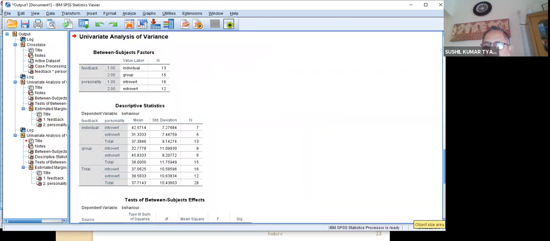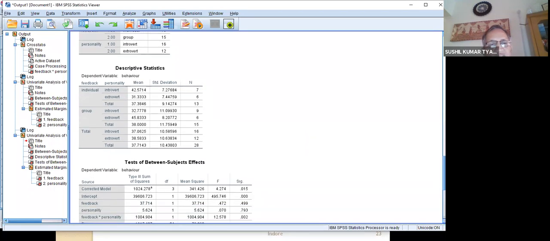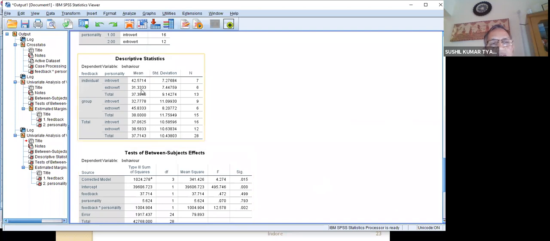So in the end, when we say that personality has a significant effect, therefore the mean behavior scores of introvert and extrovert differ significantly, then we have to refer to the mean, which group has higher mean. In case of unbalanced, we will use the estimated marginal mean, not the weighted mean. We will say that unweighted means are like this. So these are the descriptives.